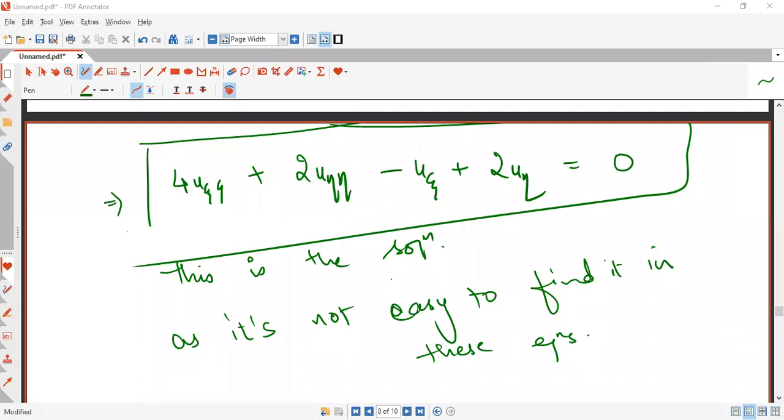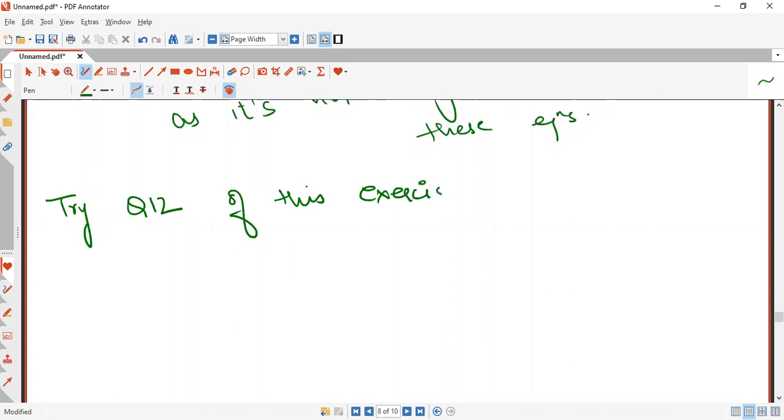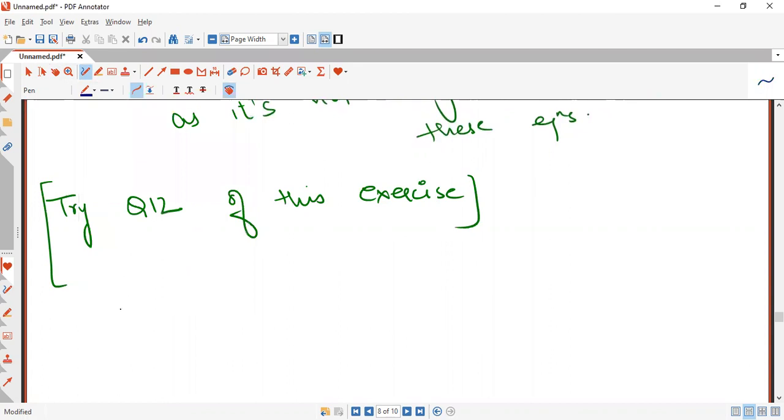Now you're going to try question number 12. Right, question number 3. I've done already question number 12 of this exercise by yourself. The last example of this section is left, which I'm just discussing over here. You will try it on your own.